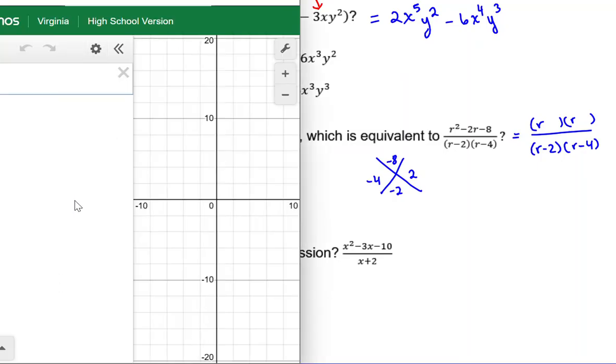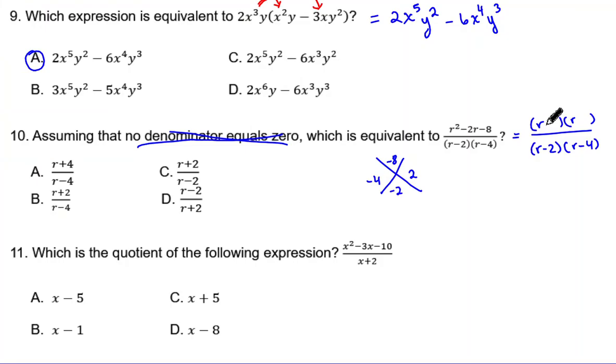Negative 4 times 2 is negative 8. And then I have negative 4 plus 2 is negative 2. Those are the 2 numbers I'm looking for. So anyway, those are my numbers I'm going to use to factor negative 4 and then positive 2.